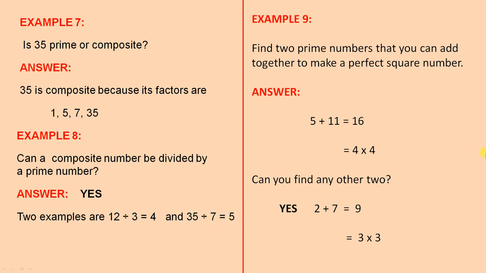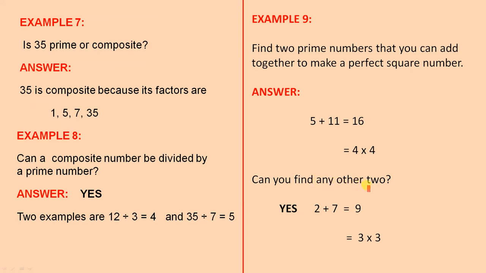Example 9. Find 2 prime numbers that you can add together to make a perfect square number. Well, 5 and 11, they are prime. You add those together to give you 16, which is 4 times 4. And that's a square number.